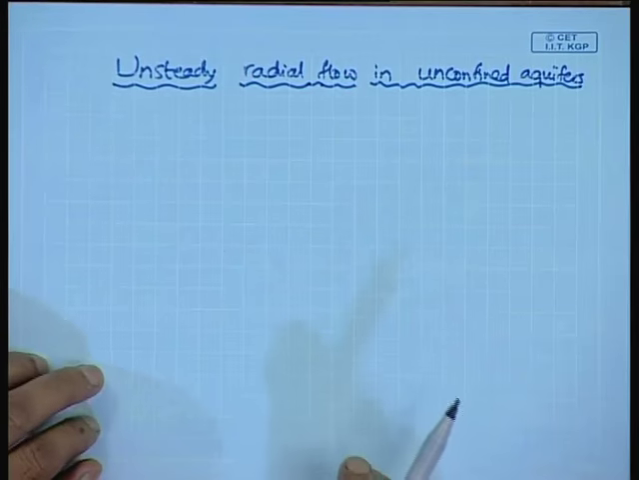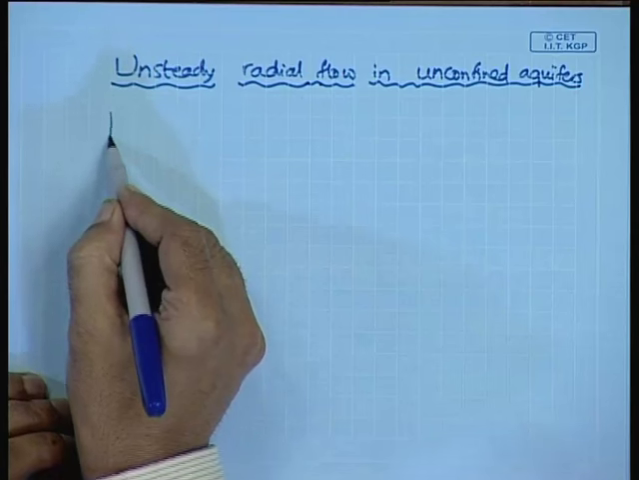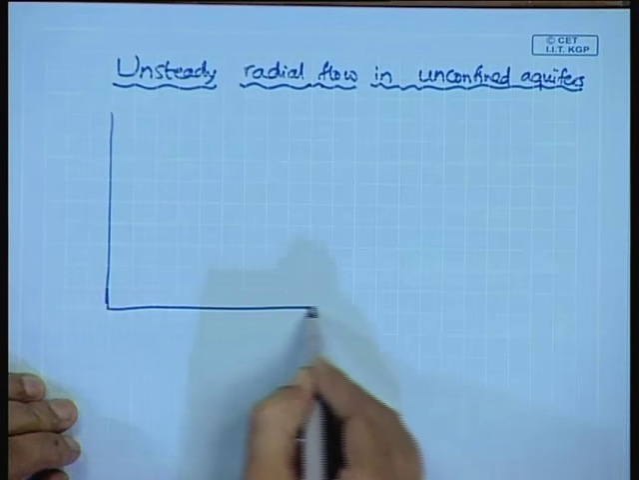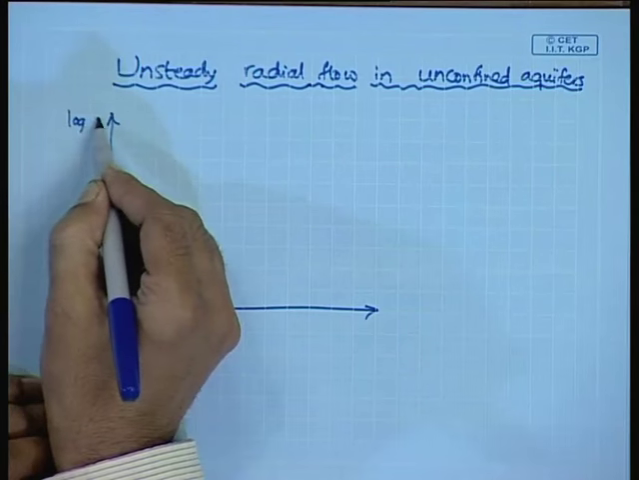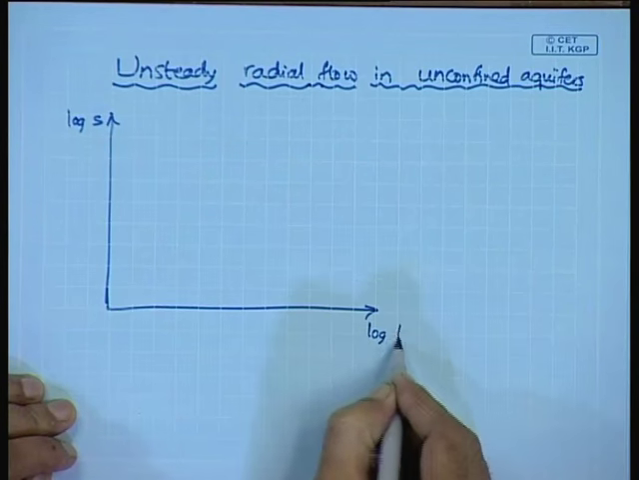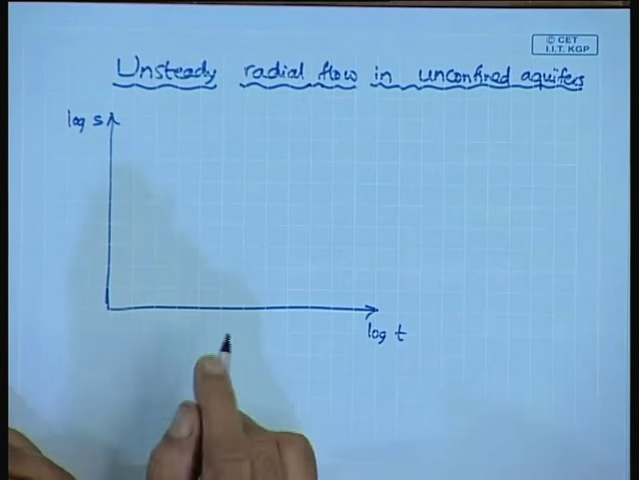So far we have seen the confined aquifer, wherein it is under pressure and things are somewhat more straightforward, I should say, as compared to the unconfined condition. And in this case there will be three types of behaviors. Say suppose we plot the drawdown s versus time t on a log scale. So, this is the log of s, the drawdown, and the log of t, the time since pumping. So, here it indicates three different kinds of nature.